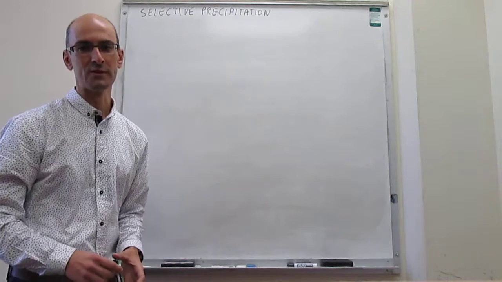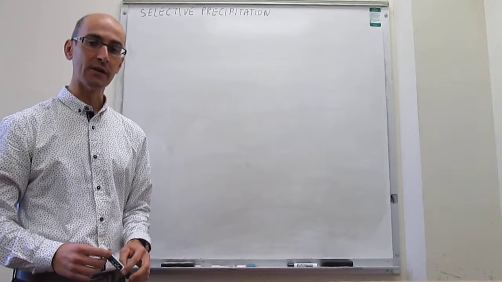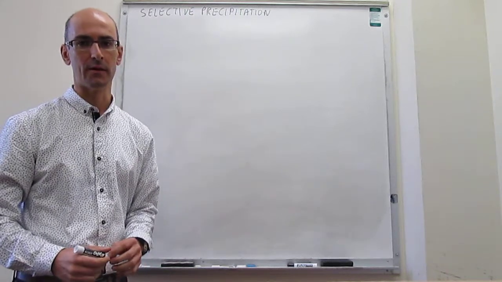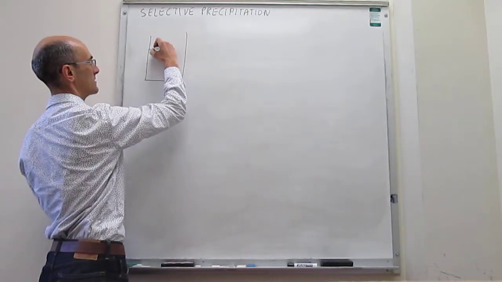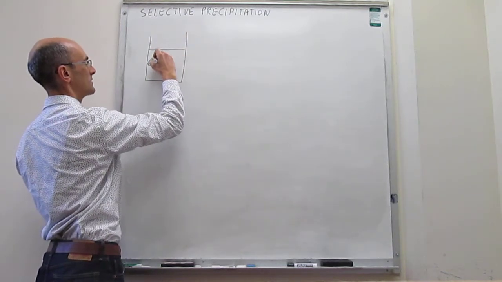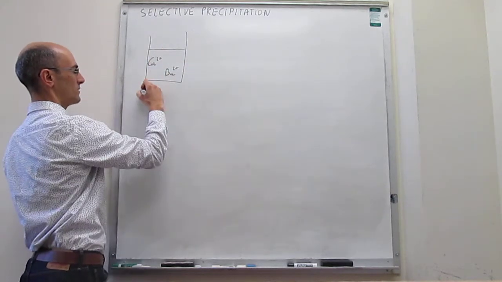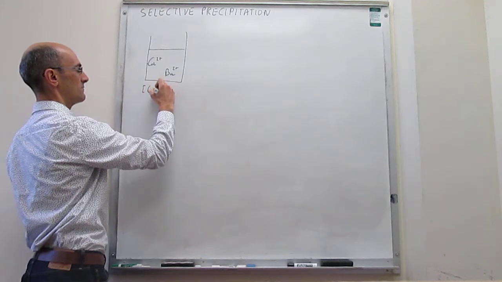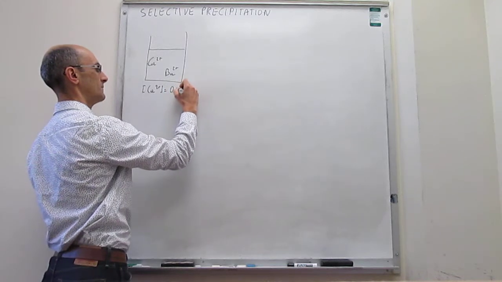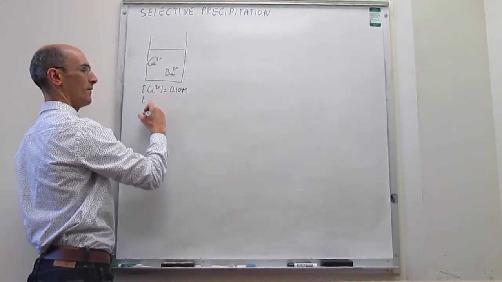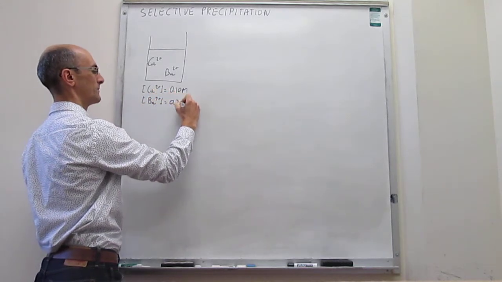In this video, we introduce the concept of selective precipitation. Let's suppose that we have a mixture of two ions, calcium and barium ions, in a solution. There is our experimental device, and you have calcium 2+ and barium 2+. The concentration of calcium 2+ is 0.10 molar, and barium 2+ is 0.20 molar.